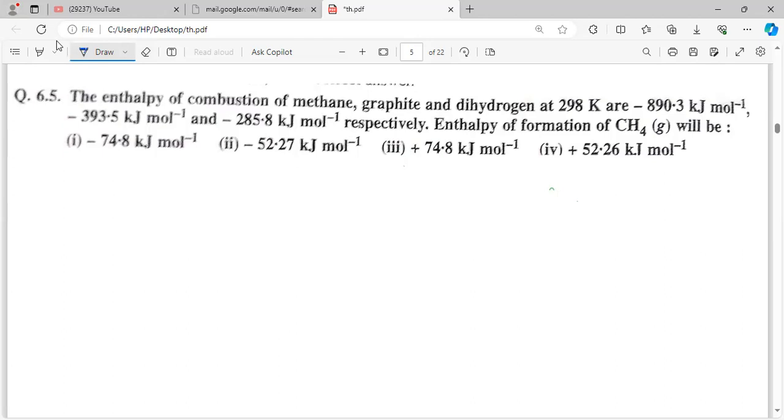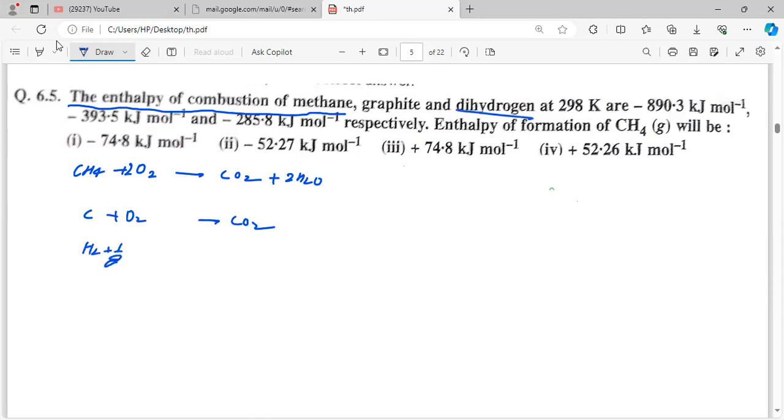Okay, let's see. They are saying the enthalpy of combustion of methane. This is CH4, and you are heating it in oxygen, giving CO2. So you take two molecules, and this will be 2H2O. Another is graphite, carbon plus O2 giving CO2, and dihydrogen H2 plus half O2 giving H2O. For these, they have given some values: minus 890, then minus 393.5.